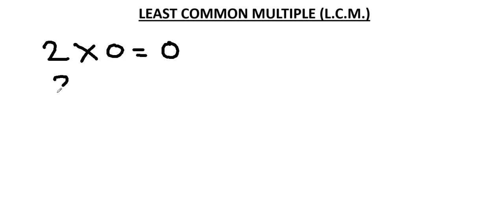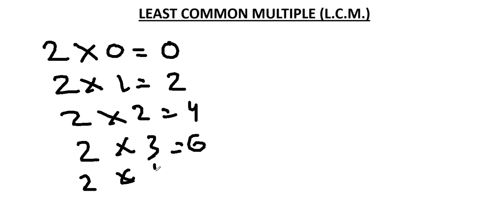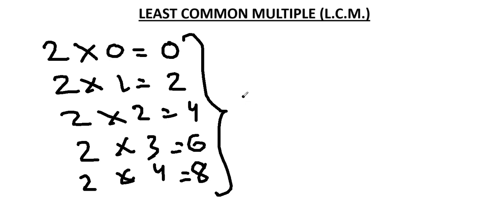2 times 0 equals 0, 2 times 1 equals 2, 2 times 2 equals 4, 2 times 3 equals 6, so on and so forth, right? So basically the answers which you have over here, the products, those are the multiples of 2. How? Because 2 times a certain number gives you that answer. So 4 is a multiple of 2, 6 is a multiple of 2, 8 is a multiple of 2, and it goes like that. So you have got the idea about the multiples.